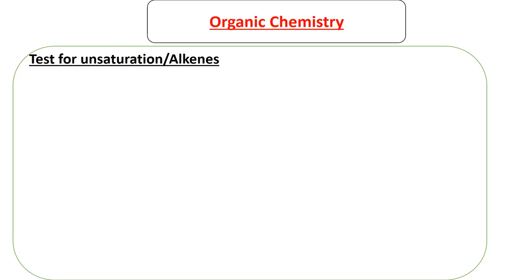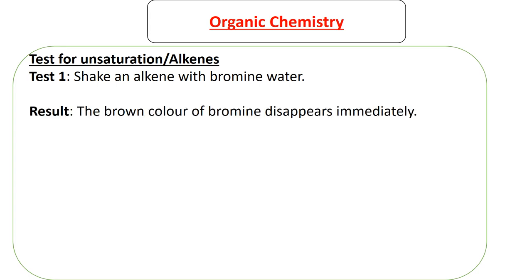Other than the preparation, we're going to discuss something interesting, which is test for unsaturation or test for alkenes. If you have been given a hydrocarbon, how can you tell that that hydrocarbon is an alkene or it's an alkane? So we do some tests which are called tests for unsaturation, or which is also called tests for alkenes. So in test 1, you shake an alkene with bromine water. Bromine water is water that has bromine. So when you do this, then this is going to happen. The brown color of bromine disappears immediately.